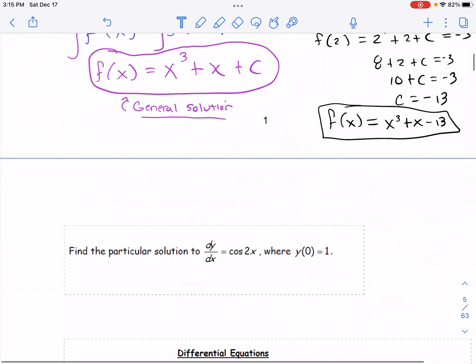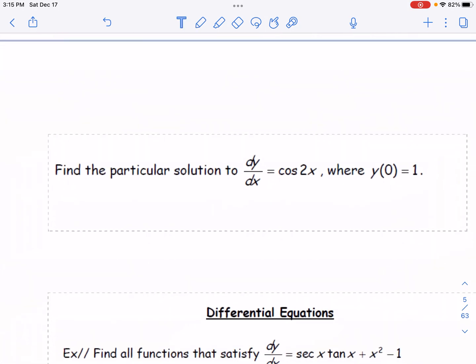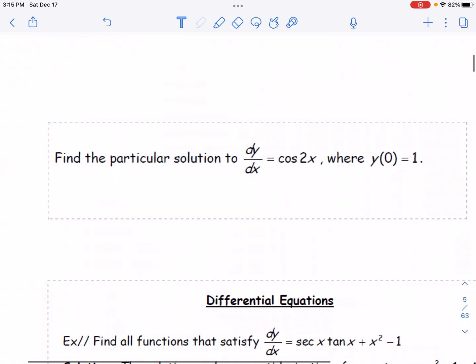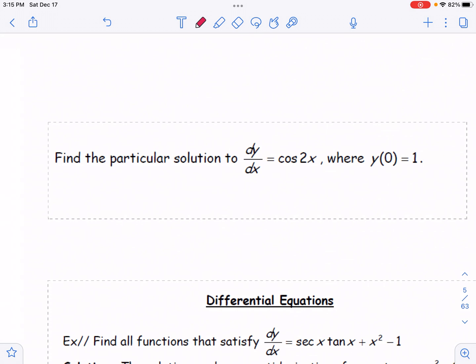All right, let's try another one. So different notation, but same process. It says dy dx equals cosine of 2x. Later on, we'll talk more about this idea of what's called separation of variables. This equation only has x involved, right? It says dy dx equals cosine of 2x.